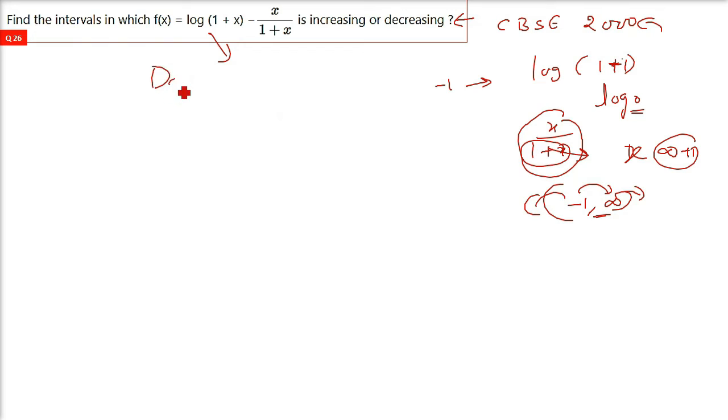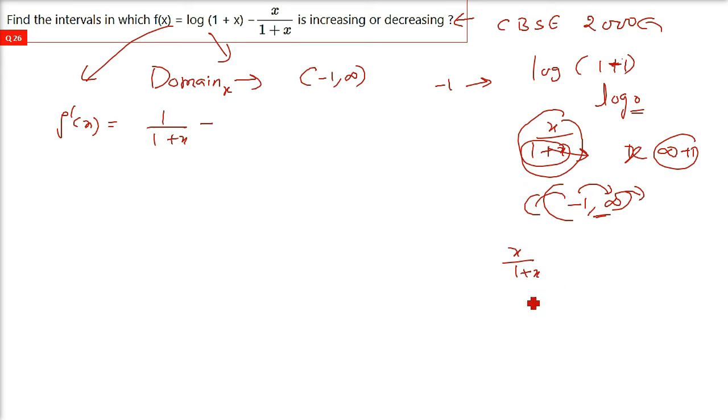That is, I am telling the domain. The domain is very important. So this particular function is valid only between negative 1 and infinity. Alright, I hope you got the idea. 1 plus x cannot be 0 in log terms, so x cannot be equal to minus 1. So it has to be higher than minus 1. Higher than minus 1 means minus 1 to infinity. Now I am differentiating. Log 1 plus x differentiation is 1 by 1 plus x.